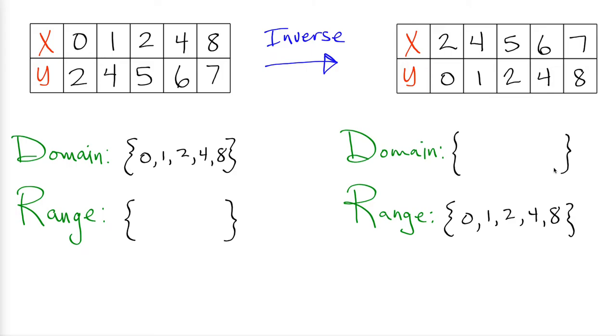Okay, and then Katie, somebody's going to give me the range of the first set of numbers. 2, 4, 5, 6, 7. Took your time on that one. 2, 4, 5, 6, 7. So the range is traditionally the y's. And then domain for the second set, because everything was reversed and inverted.